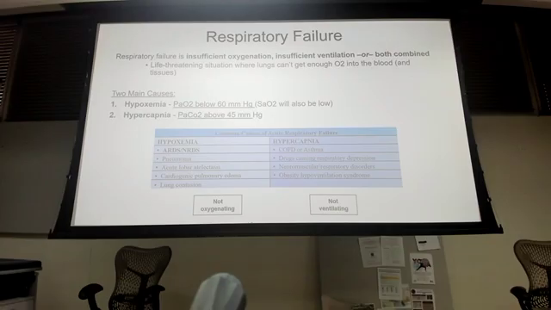But neuromuscular respiratory disorders. Polio, we see a lot of that nowadays. When's the next polio spike going to be? ALS could cause that, right? What are some other neuromuscular disorders? Yeah, myasthenia gravis. Guillain-Barré, right? How do you remember that one?